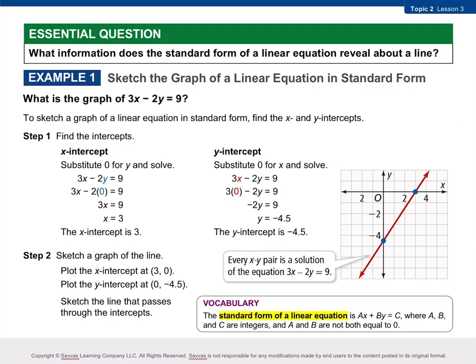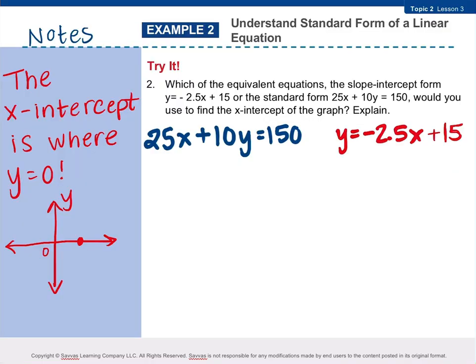So again, if you want to see another example of the same thing, here's the screenshot from the textbook. I think that's super useful. So go ahead and pause the video and read through that. Ask questions in class. Otherwise, we're going to move on to number 2, which is just going to help us understand this form a little bit more.